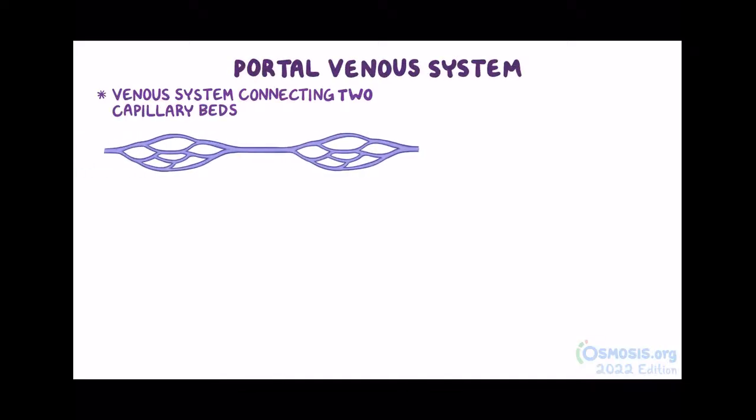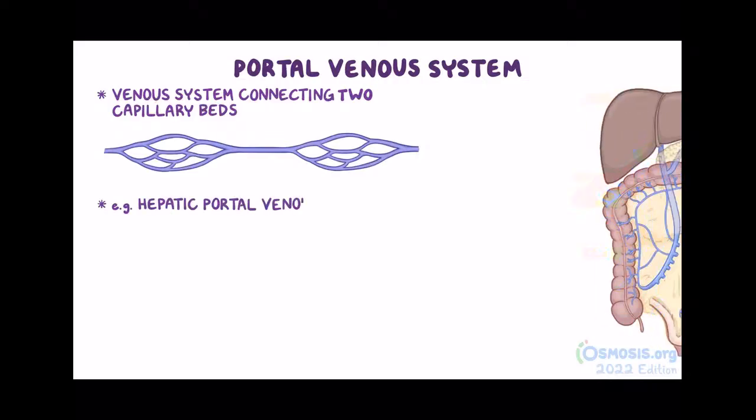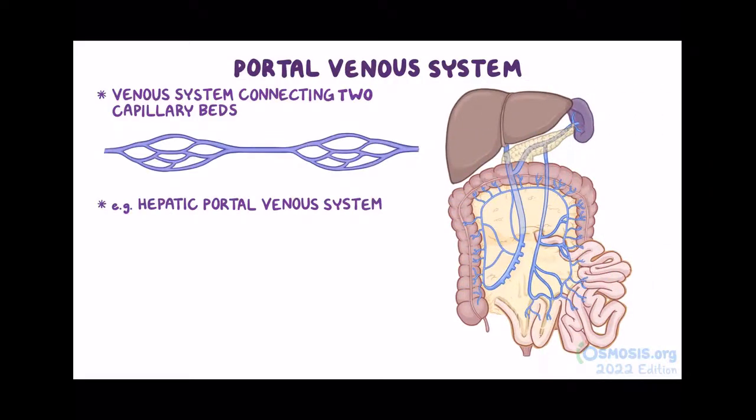The most prominent example of this system is the hepatic portal venous system, which directs the nutrient-rich blood from the capillary beds of the digestive tract to the capillary beds of the liver. This allows the liver to filter the nutrients and other materials absorbed in the intestines for any toxins or harmful material before returning the blood to the heart.